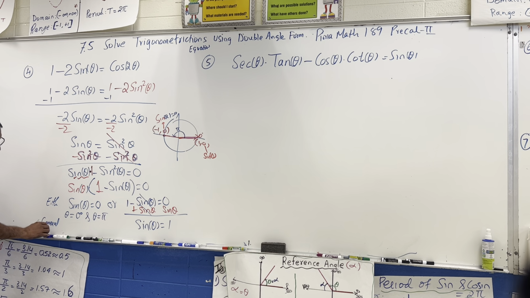And then you can also use your regular answer plus the period. Because the period here is 2 pi by 2, which is pi, you can just write the period times k and do the same thing for the other one.